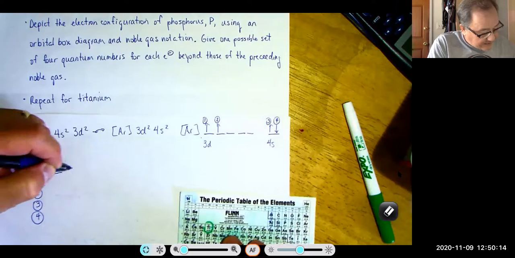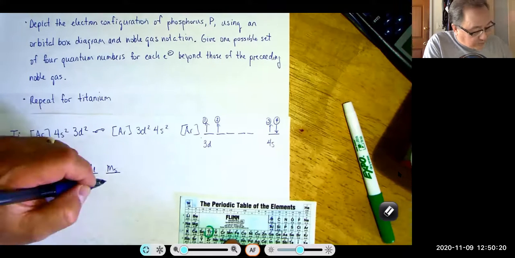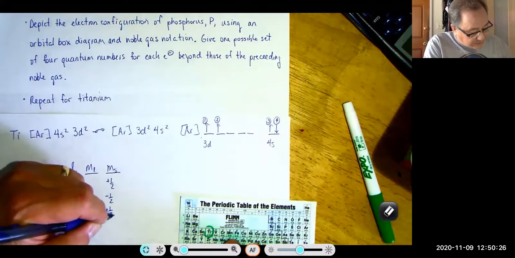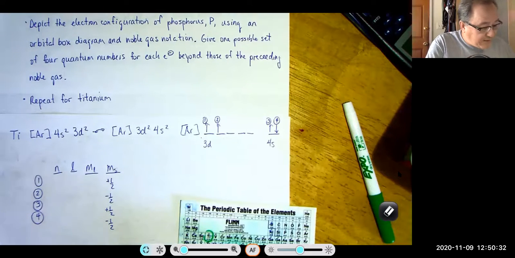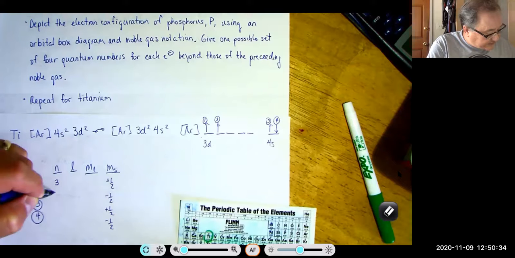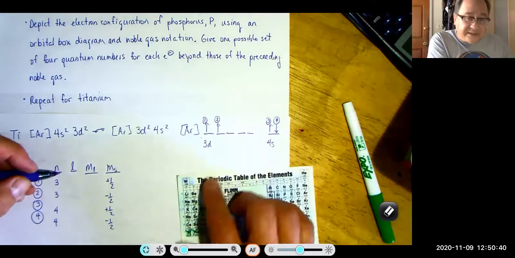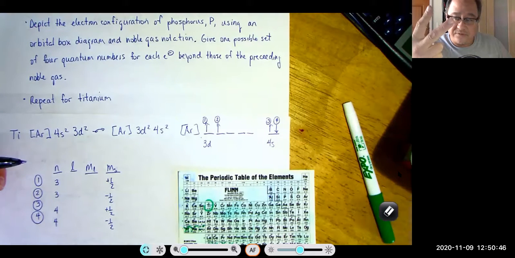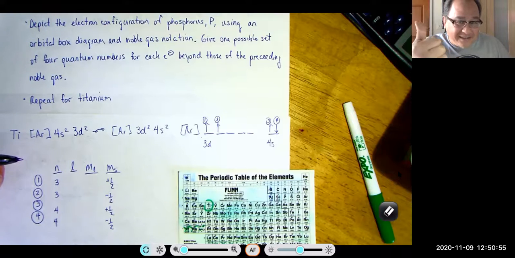N, L, M sub L, and M sub S. I'm going to start with M sub S. This one's plus 1/2. Number 2 is minus 1/2. 3 is plus 1/2, and 4 is minus 1/2. Because arrow up is plus, arrow down is minus. For the N, these first 2 are 3s, these second 2 are 4s. For the L, S is 0, P is 1, D is 2.